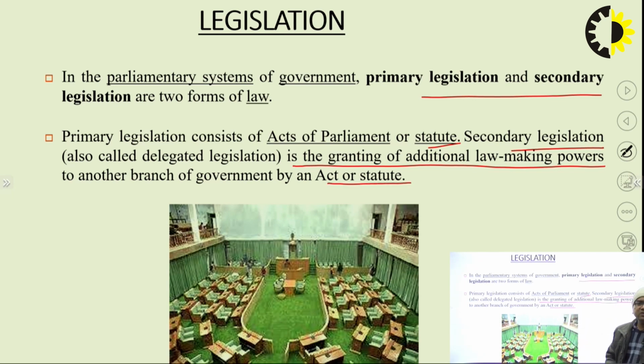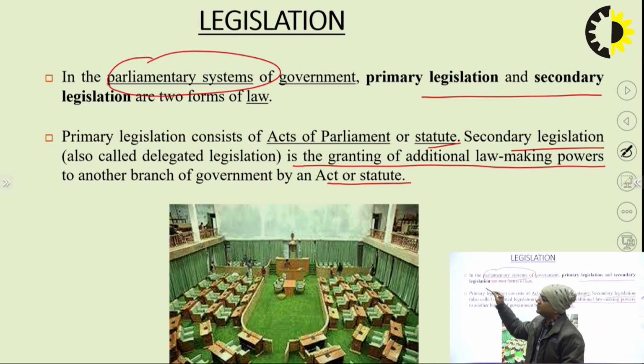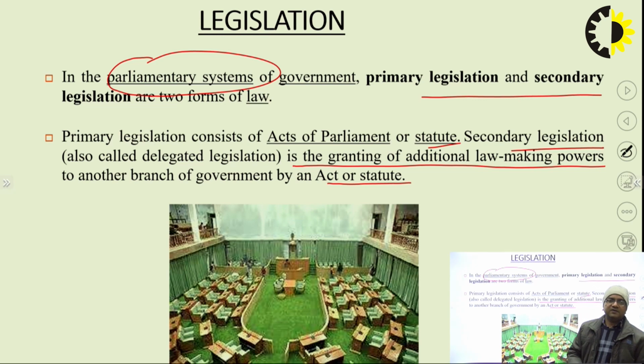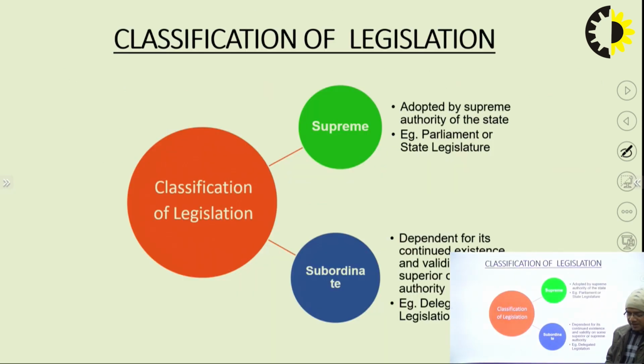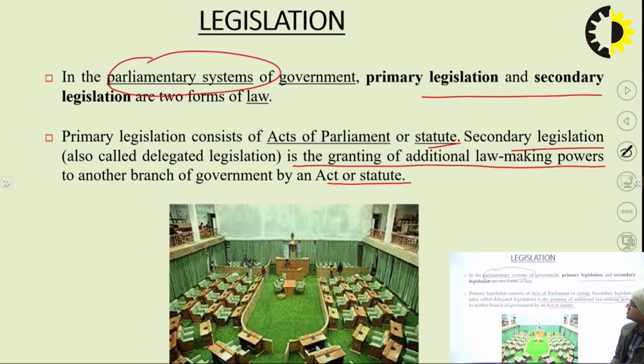So here what we are going to see is that, as we have discussed customs and precedents, the third one is legislation. If there is a country which is following the parliamentary system, like in our country, we have a parliamentary system. So in that parliamentary system, what in actual happens is that parliament is in actual making law. Here in this picture we can see that parliament is in actual making a law.